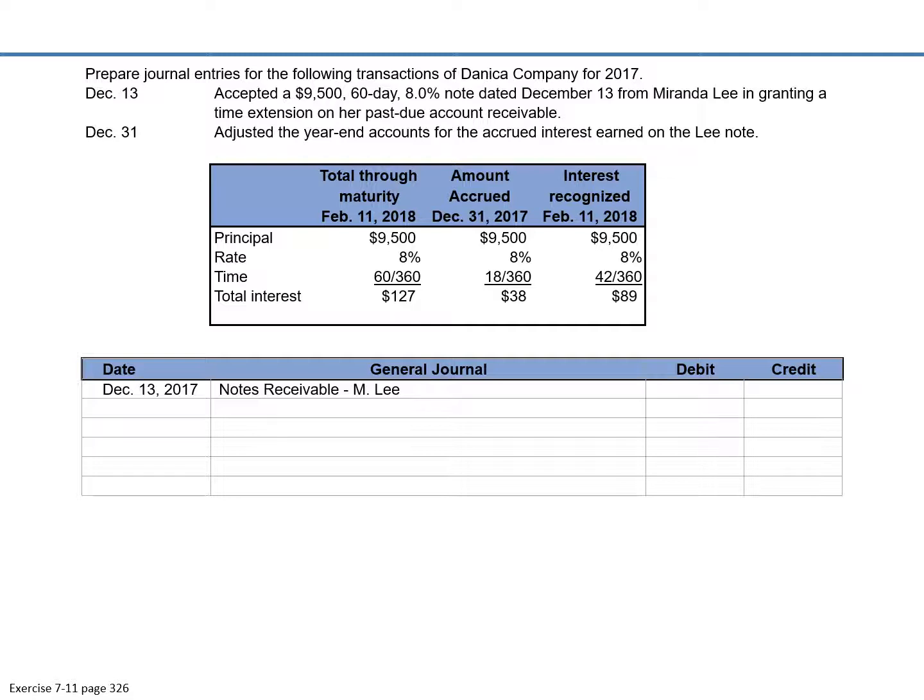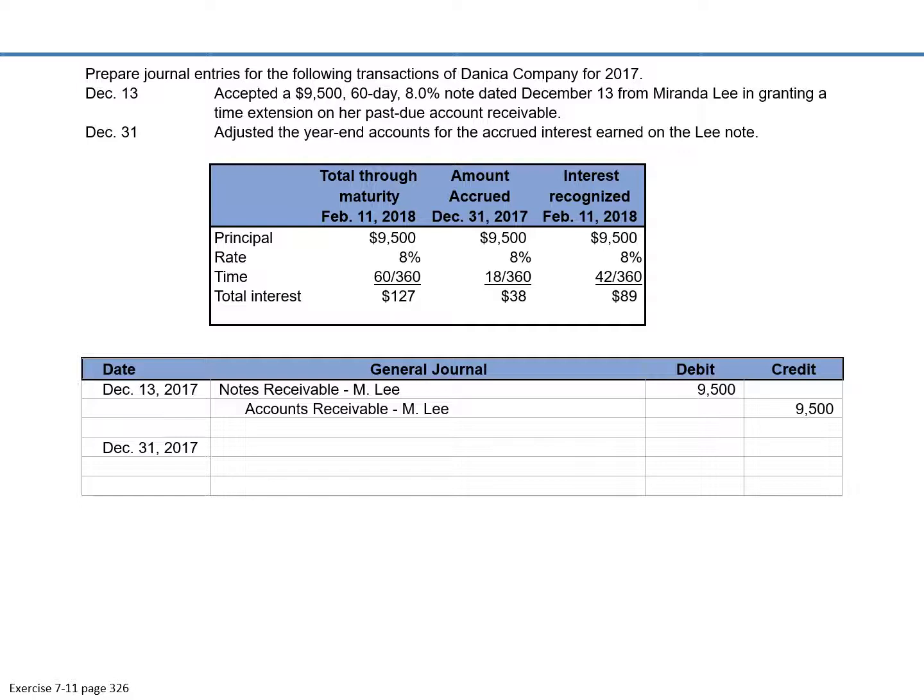So on December 13th, we're going to record our note receivable. Note receivable is an asset. You increase assets with debits, right? And we're going to get rid of her accounts receivable because they're granting the note in exchange for past due accounts receivable. So we're going to take the accounts receivable balance to 0 and we're going to record a note receivable instead. That's what that first entry is doing.